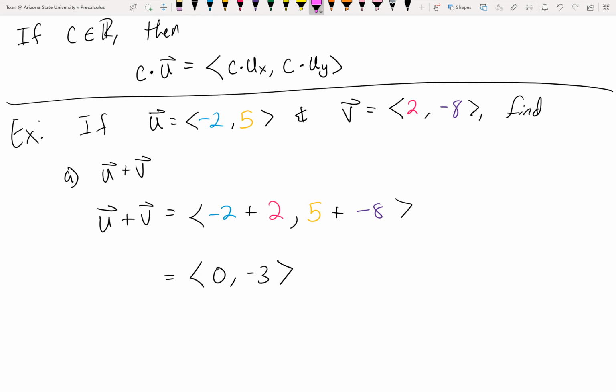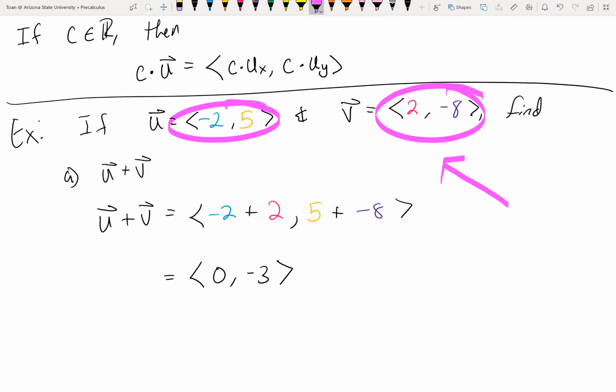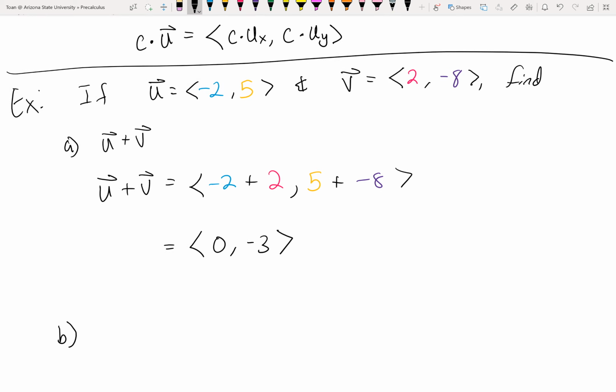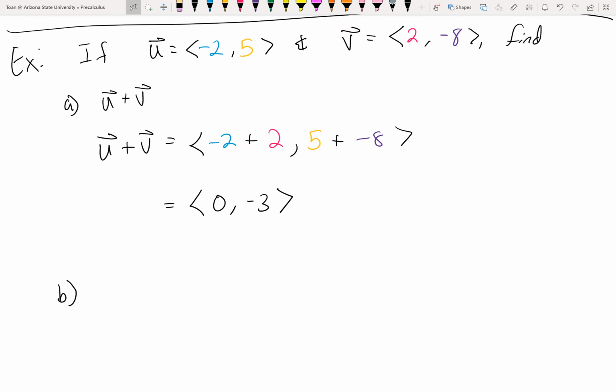Otherwise, what you would have needed to do is you need to draw this guy out, tack on this guy out, and again, so -2, 5, that's something like that. And then 2, -8 is something like that. And then you would have gotten that resultant vector. So instead of having to draw it out, break out some graph paper, we were able to get the answer algebraically, pretty simply. Now, it doesn't matter how complex things look. It works. It utilizes the same algebraic concept.